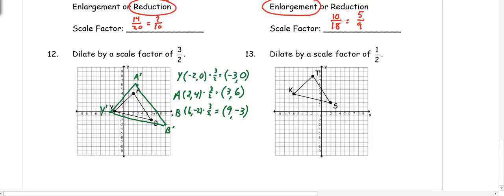In 13, we're going to multiply by a scale factor of 1/2. So we're going to take each coordinate and multiply by 1/2. So if k is negative 6, 4, we're going to multiply by 1/2, and we get negative 3, 2. So k is at negative 3, 2, k prime. T was at negative 2, 8, and when we multiply by 1/2, we get negative 1, 4. This is t prime. S is at 2, 2. So we multiply by 1/2. Our new coordinate is 1, 1. Notice that our new shape now is smaller than the original because our scale factor is less than 1.